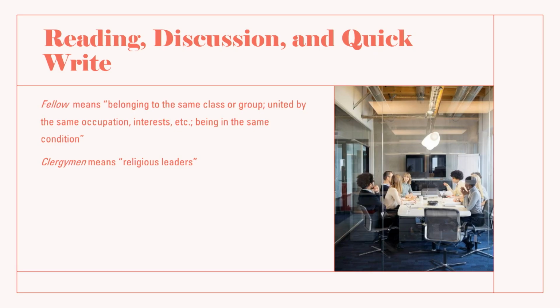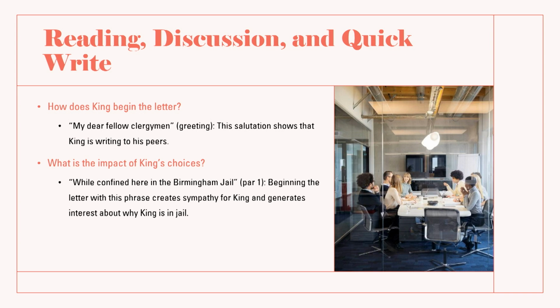All right, let's talk about those two questions. How does King begin the letter? "My dear fellow clergyman," that's his greeting. The salutation shows that King is writing to his peers. We know that Dr. King was a religious leader, and so he is writing to his peers, and he wants to make that very clear.